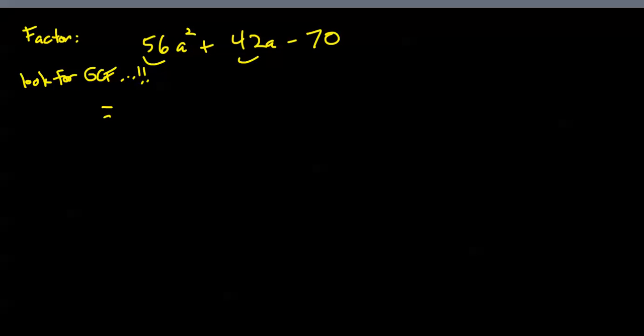And I think all of these numbers are multiples of 14, are they not? 14 times 4 is 56. 14 times 3 is 42, and 14 times 5 is 70. Alright, I can factor out a GCF of 14.